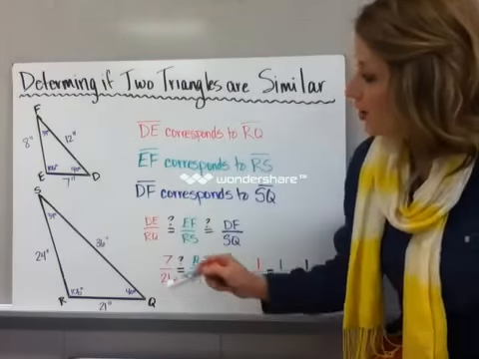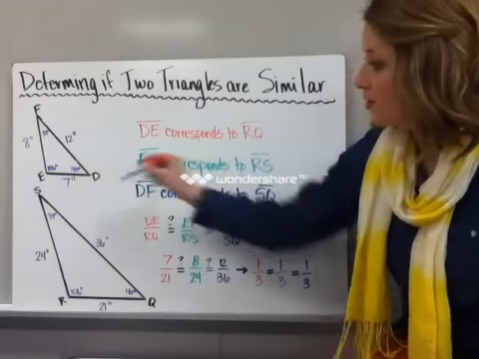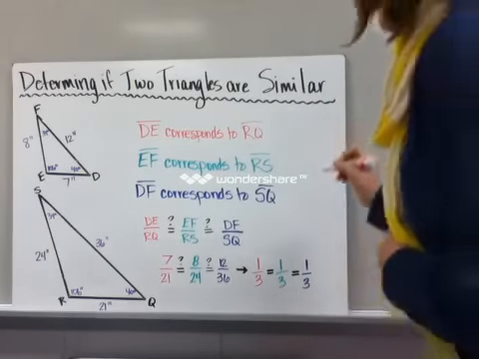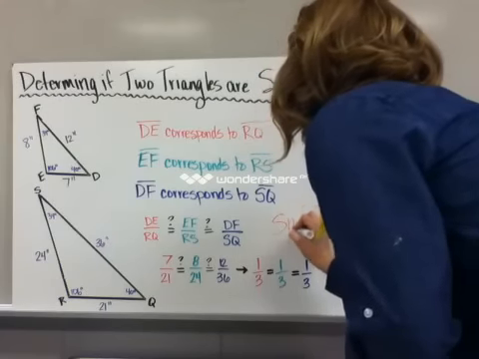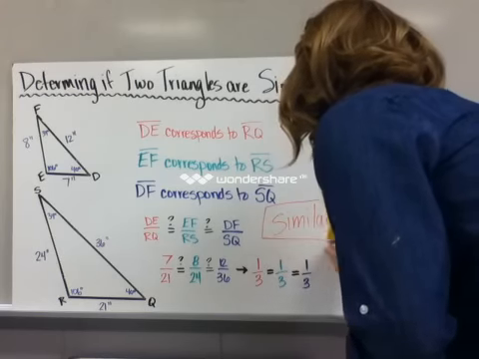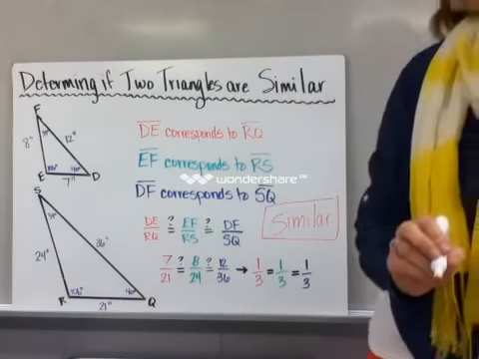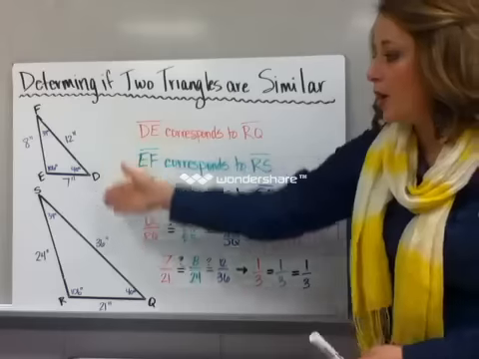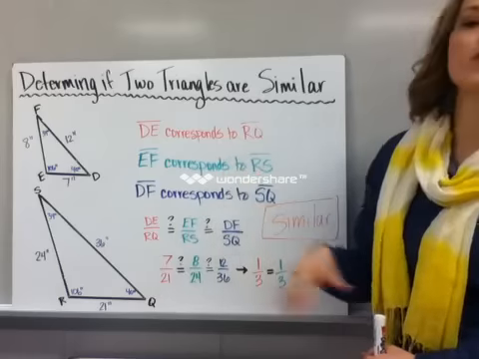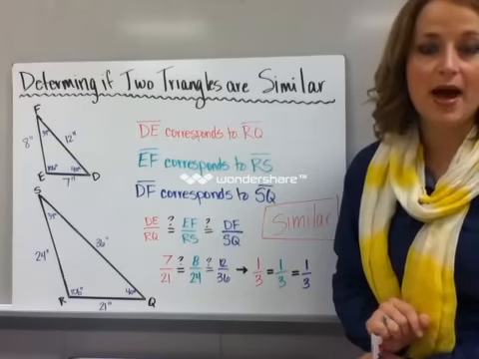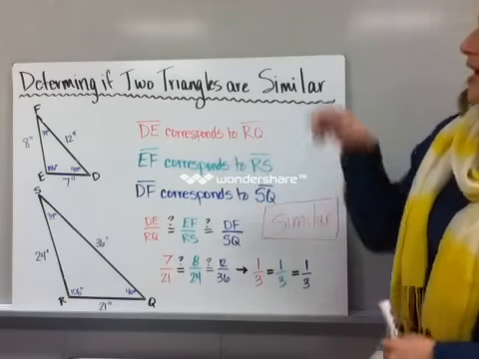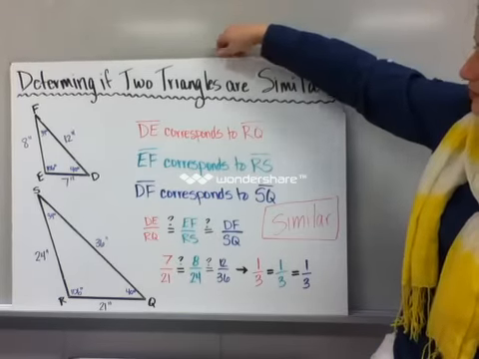34 and 34 are congruent, 106 and 106 are congruent, 40 and 40 are congruent. So we can say with confidence that these two triangles are similar. Make sure as you're taking your notes that you have both of these triangles written down with their measurements. Otherwise, this information is not going to make sense to you when you look back at your notes. So if you need to, pause the video to make sure you included everything that's on that board.